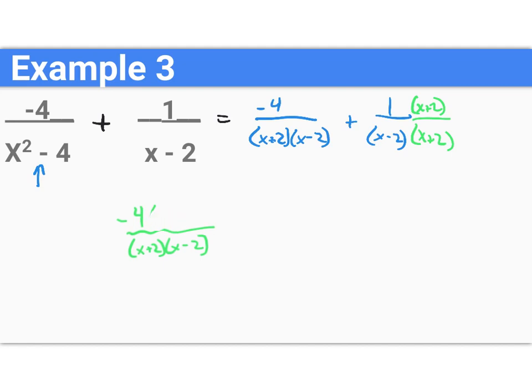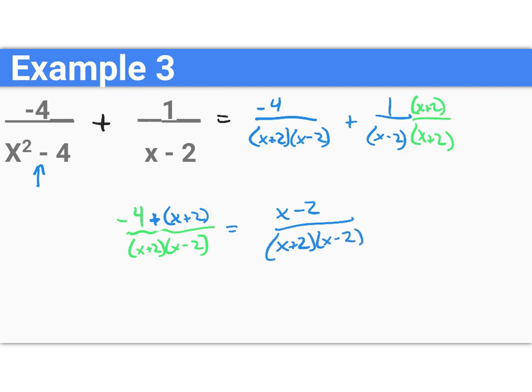That's not multiply. Why am I multiplying? It gets added. 4 plus x plus 2, which equals x minus 2 over x plus 2 times x minus 2.